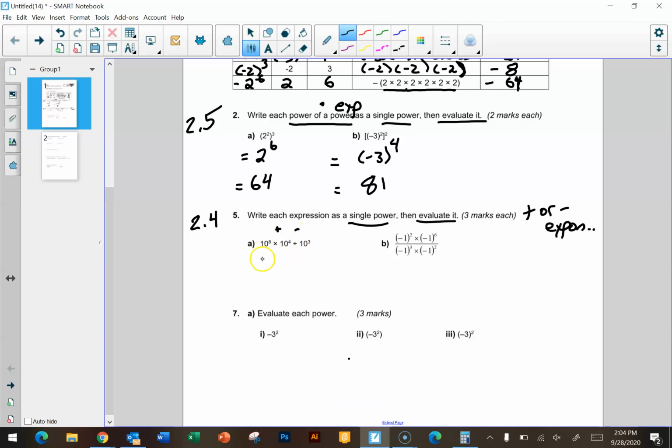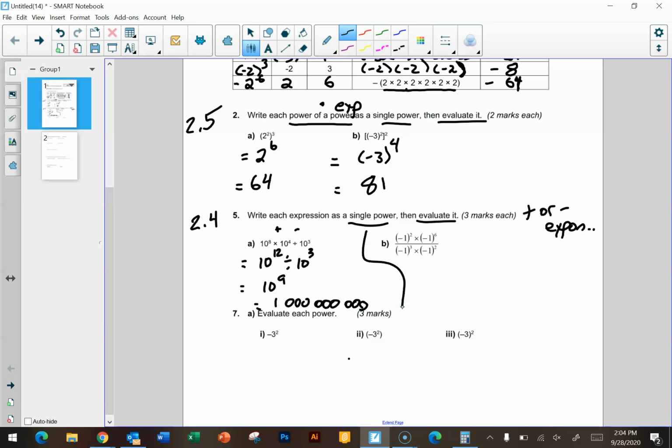So let's write this as a single power. 10 is our base. 8 plus 4 is 12. And then we've got to divide that by 10 to the power of 3. So this is 10 to the power of, now it's division, so it's subtraction. 12 minus 3 is 9. So the final answer there is 1 with 9 zeros. 1, 2, 3, 4, 5, 6, 7, 8, 9. I guess that's a billion, isn't it?